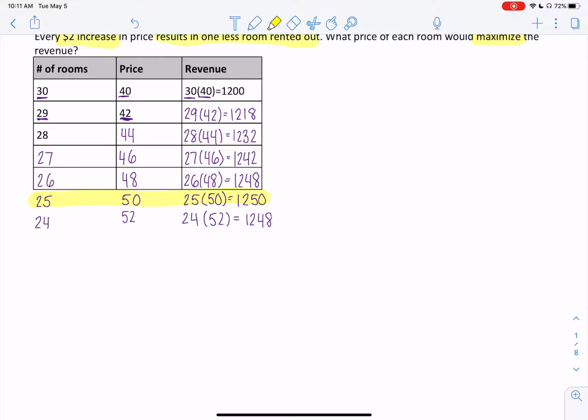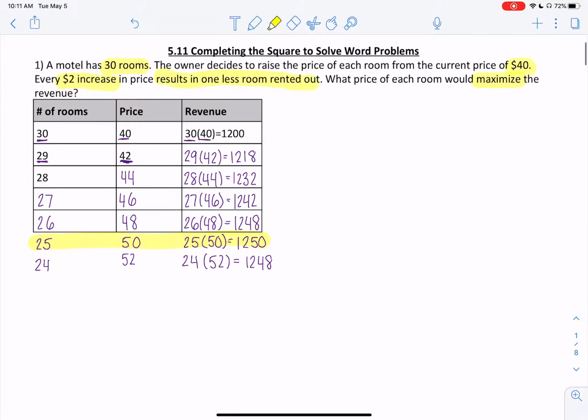Now, this doesn't work too bad in a chart because we didn't have to fill out that many rows in order to find our maximum. But that's very unrealistic for most situations, and it's very inefficient to be drawing a giant chart with 100 rows. So we're going to do this algebraically by completing the square. And the setup for this is a little funny, but once you know how to do it once, all the other ones follow.